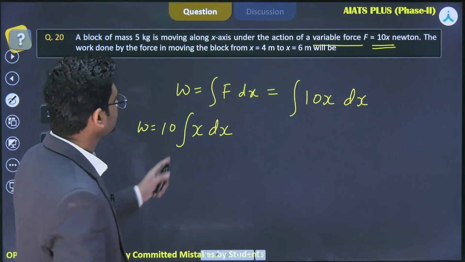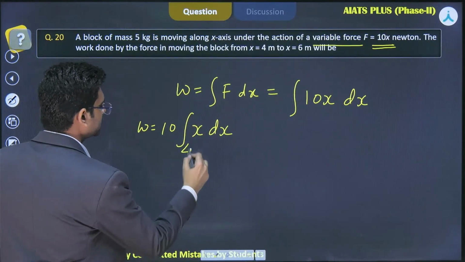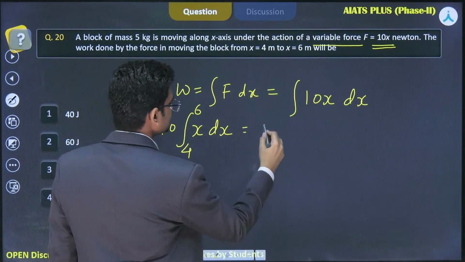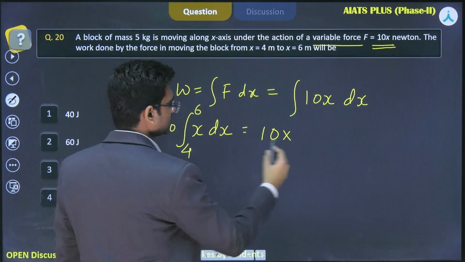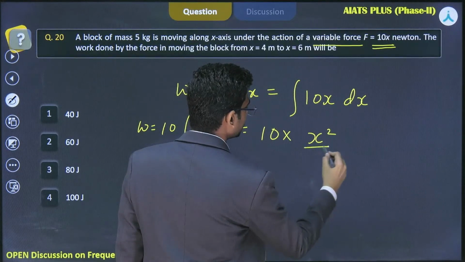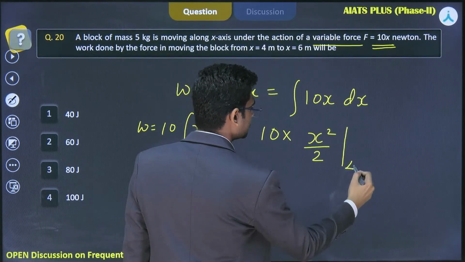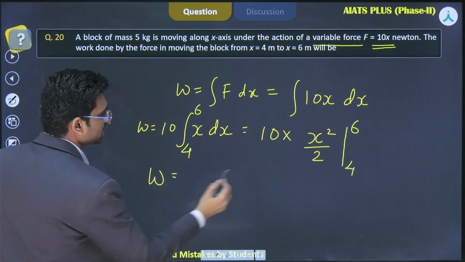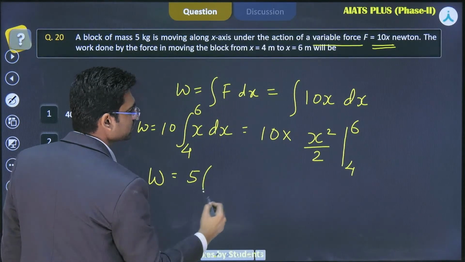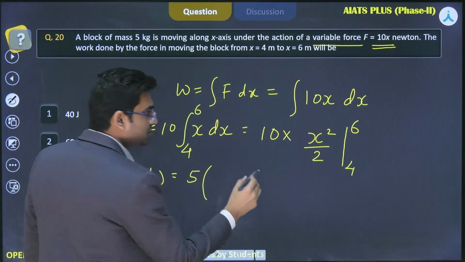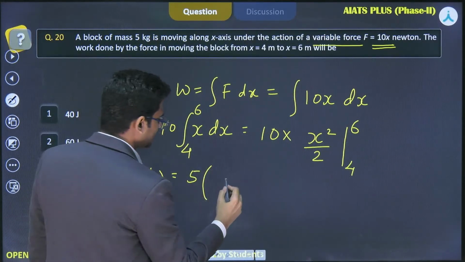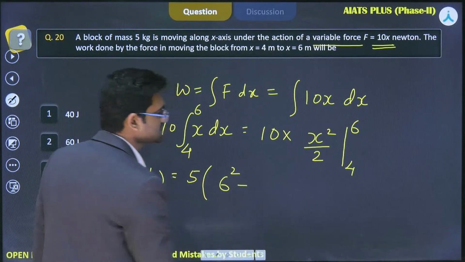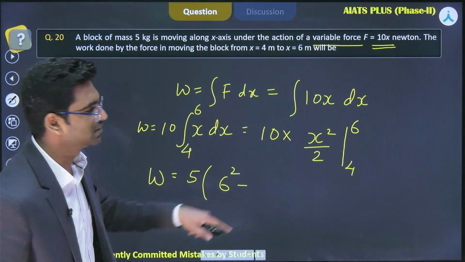And the limits of x will be from 4 to 6. So this is 10 into integration of x, which will become x square by 2, and the limits will be from 4 to 6. Just simplify it, this will become 10 by 2, that is 5. X square is, first you have to put the upper limit, that is 6 square, minus the lower limit, right?